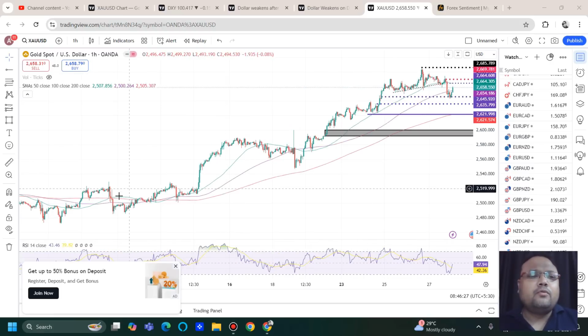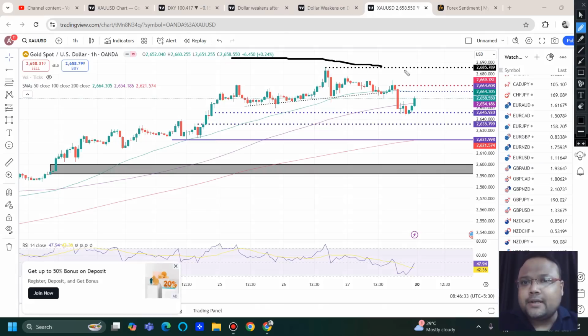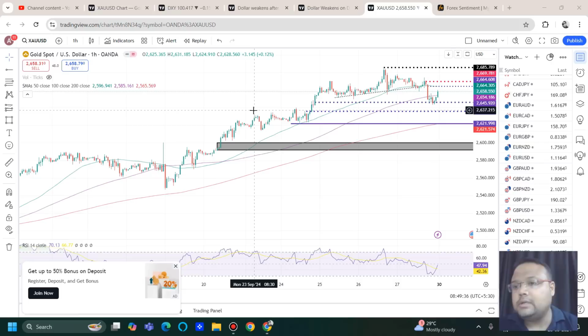So if we look at the overall trend of the market, then overall trend is still very much bullish. But yes, if we focus on the present trend of the market here, can we consider this to be a bullish market? No, because the market structure is not bullish. So yes, there have been some changes on the chart of gold that we will discuss right now.